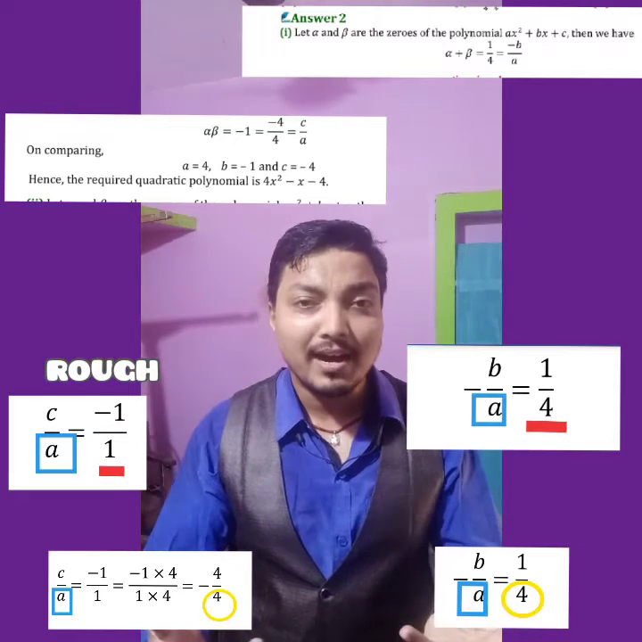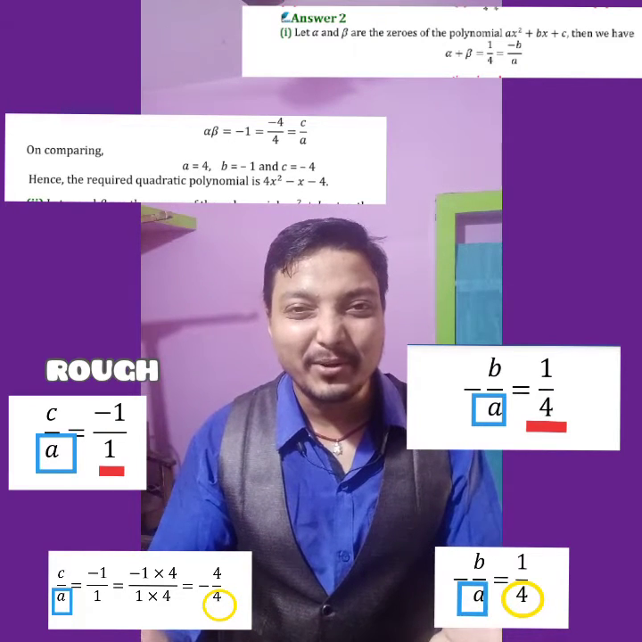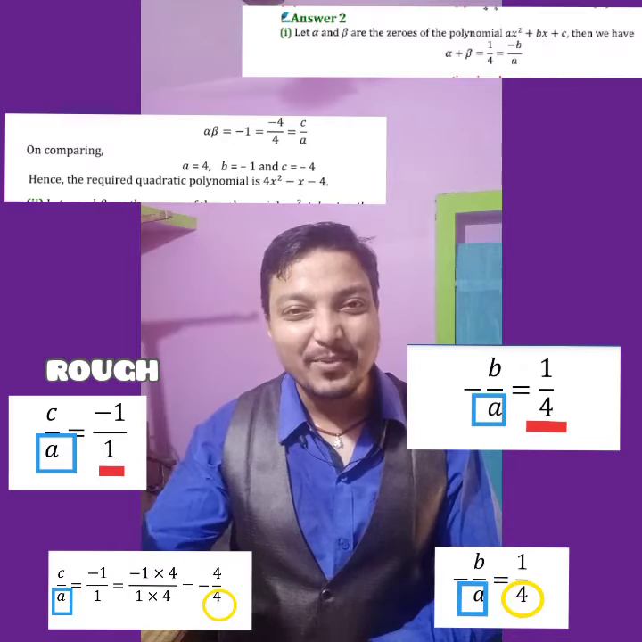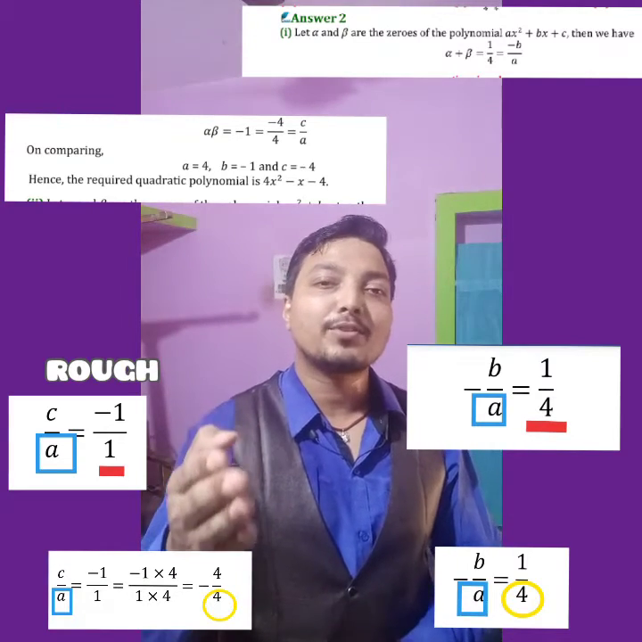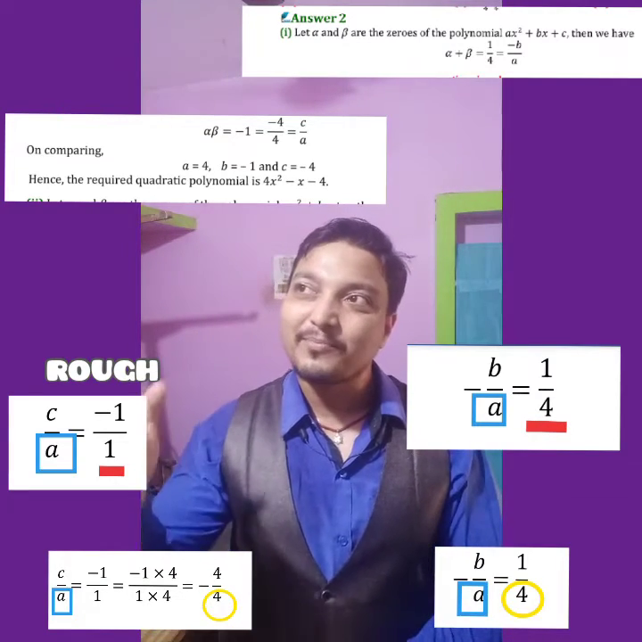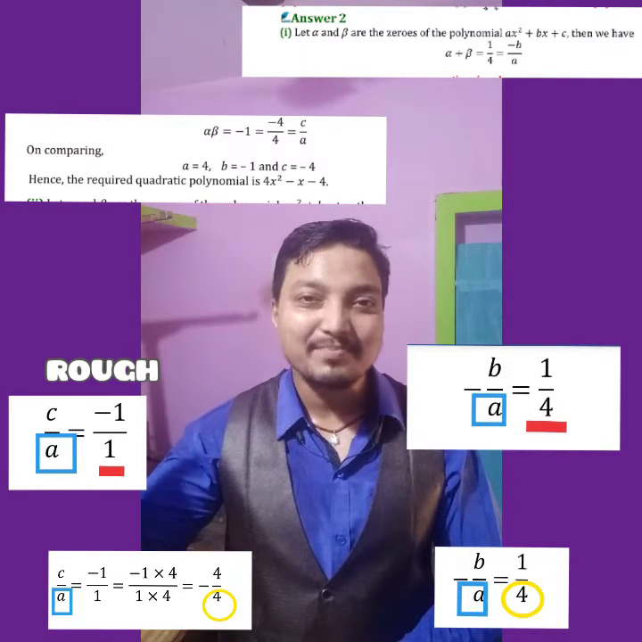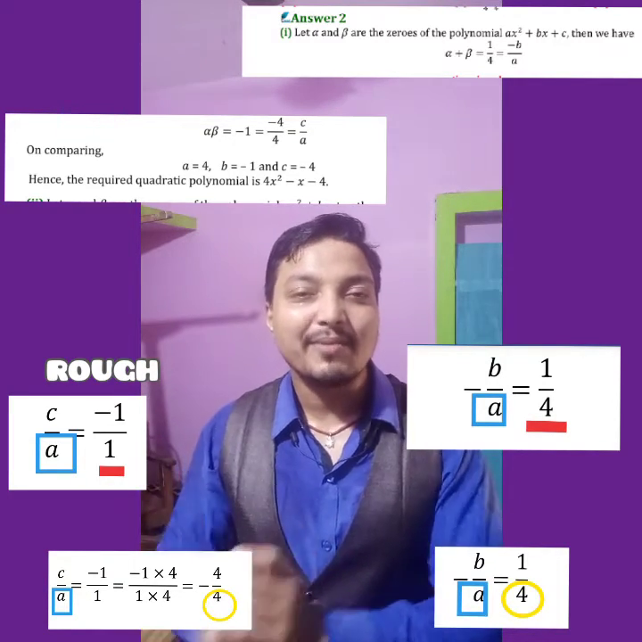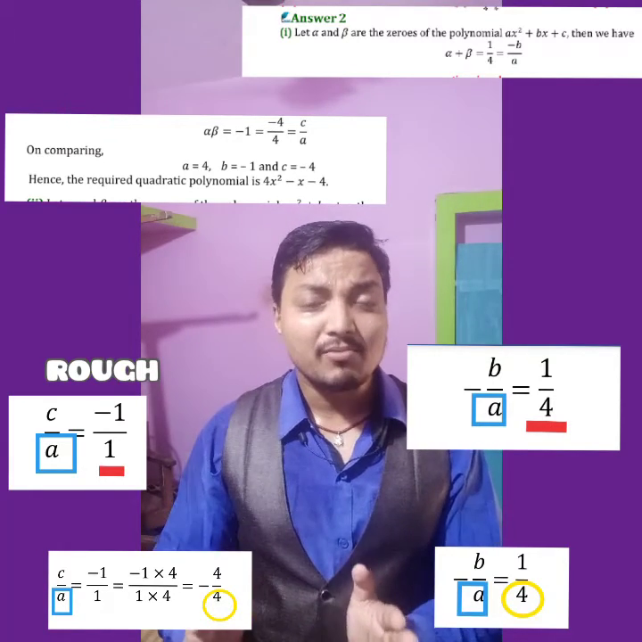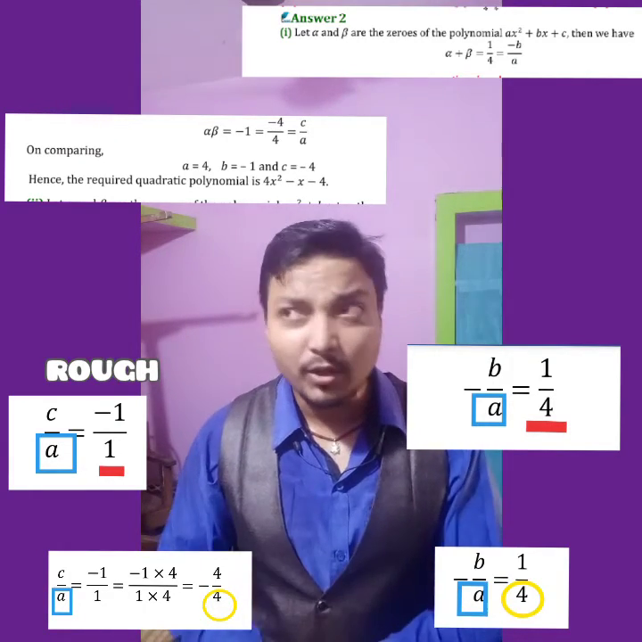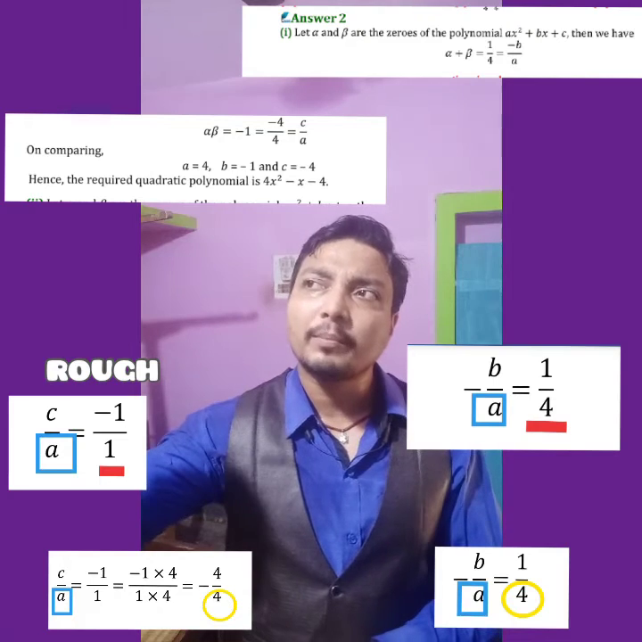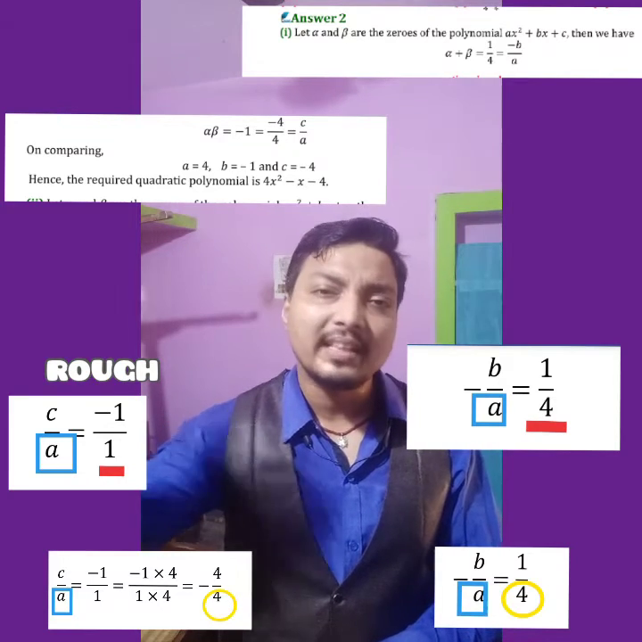Then our standard form of the quadratic polynomial is ax square plus bx plus c. So directly you need to put the values of A, B, C. So one can put it as 4x square minus x minus 1. So this one is our required polynomial.